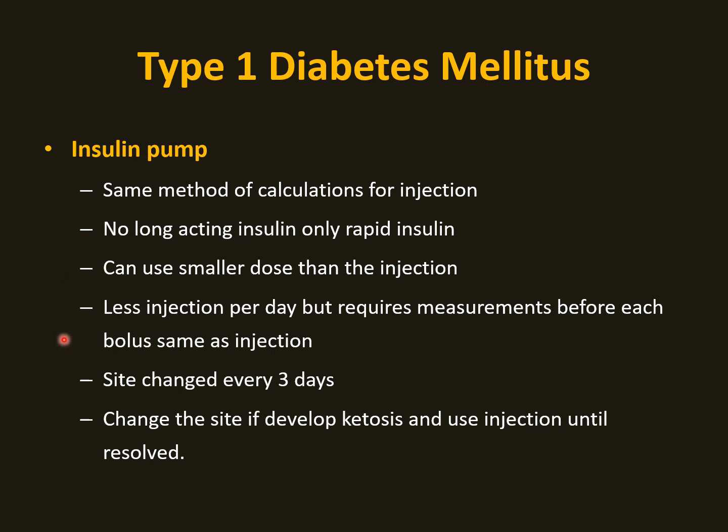The insulin pump will deliver the insulin through a catheter inserted under the skin by different methods depending on the machine manufacturer, and the site should be changed every 3 days. The patient should be advised to change the site if they develop ketosis, and not use the insulin pump until the ketosis resolves and they feel better, using the injection until the ketosis is resolved and they feel well.